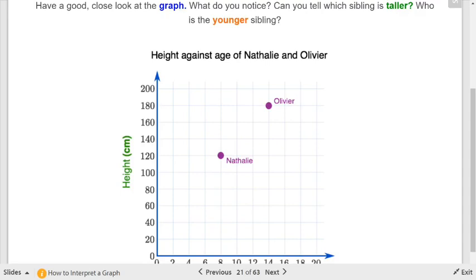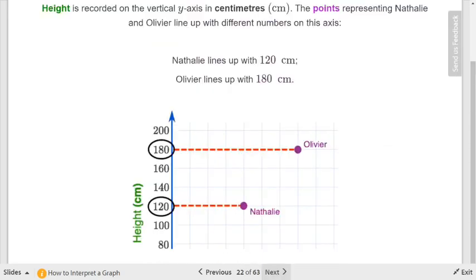Which one is the youngest of the two? Natalie. I think that's a strange spelling. Okay, there we go. And so you see that they're just drawing the lines so that you can compare the heights. And you can certainly do that.